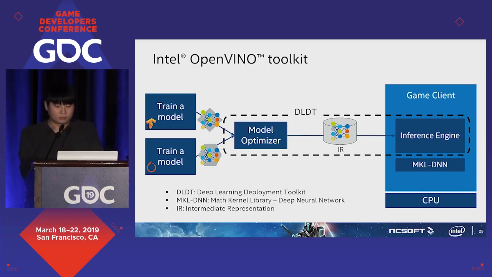This diagram illustrates the typical workflow for deploying a pre-trained deep learning model through an inference engine integrated with game client. After a model is trained in the various training environment, Model Optimizer converts the trained model into the intermediate representation format, which is called IR. On game client, inference engine loads this IR and computes inference task.